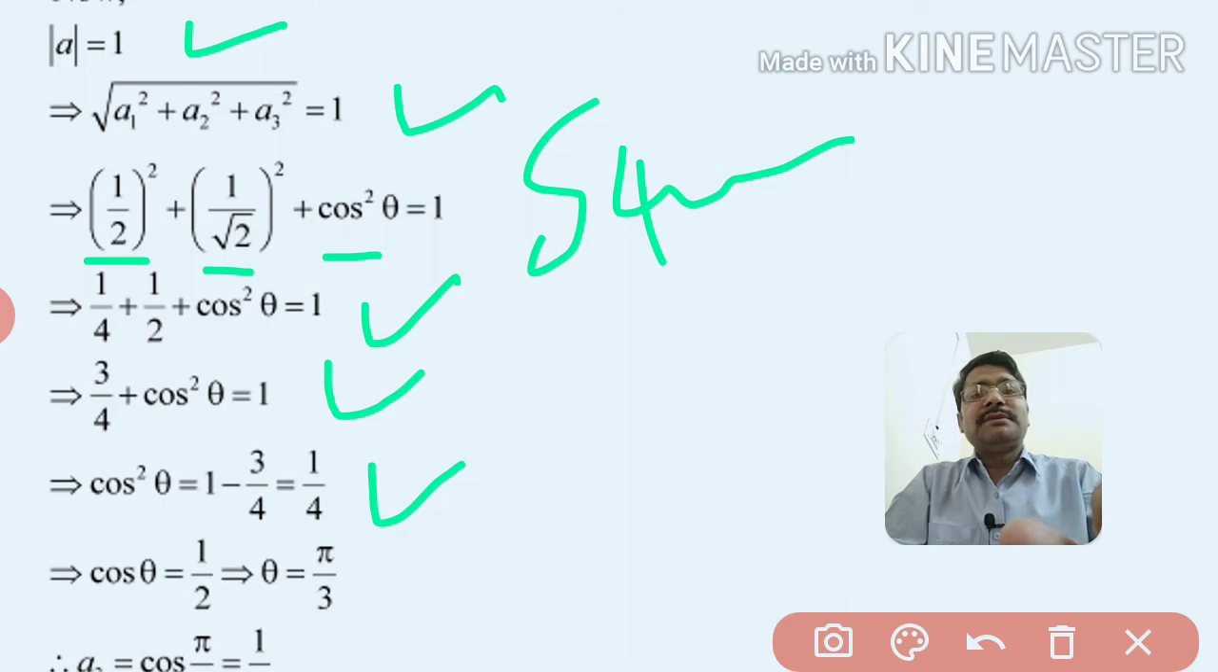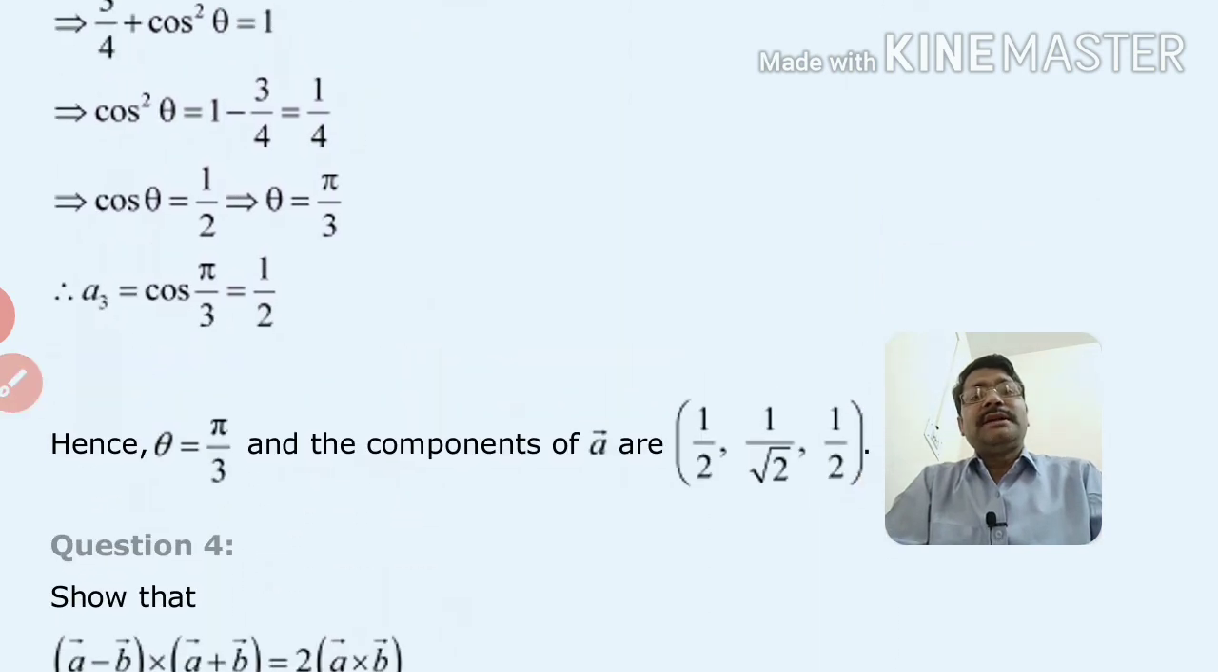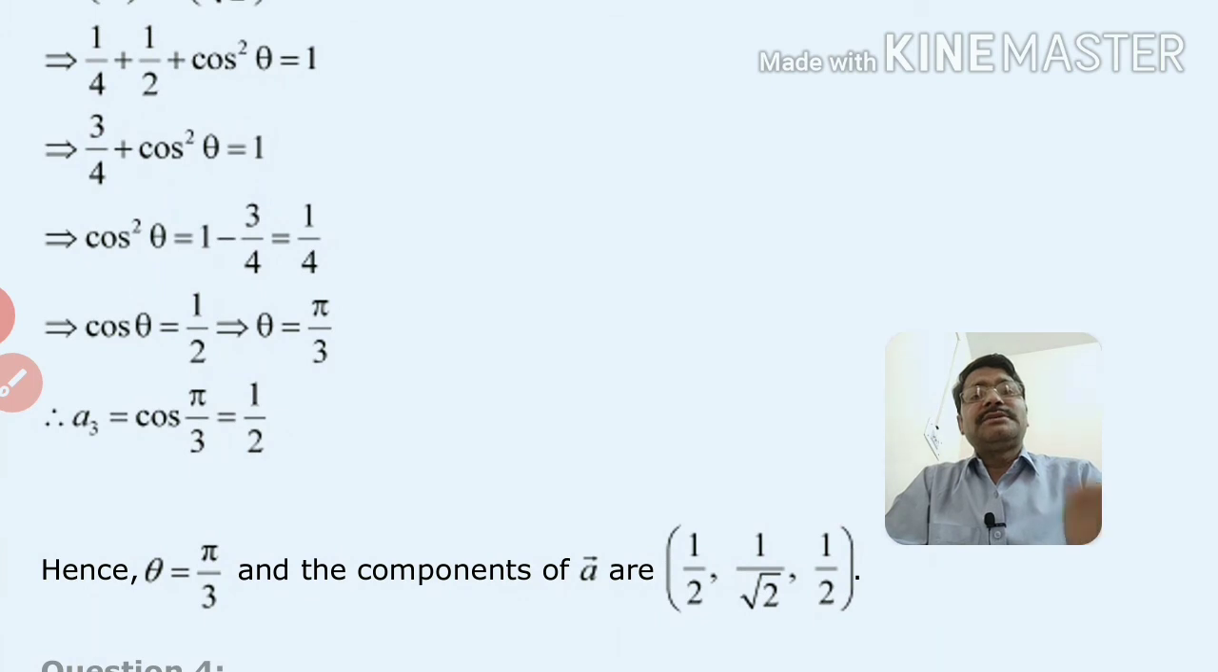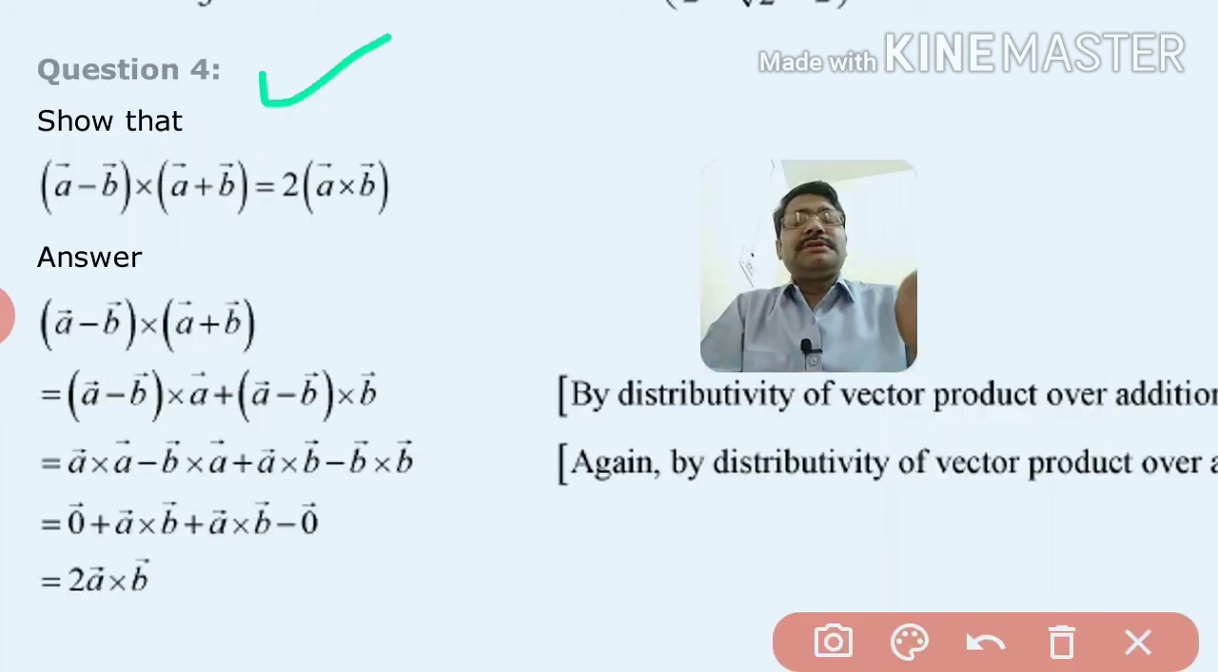Now cos theta equal to 1 by 2, so theta equal to pi by 3. Pi by 3 means 60 degrees. So here theta equal to 60 degrees, and a3 equal to cos theta also. So a3 equal to cos pi by 3, which is equal to 1/2. So theta equal to pi by 3, and these are the components of A.